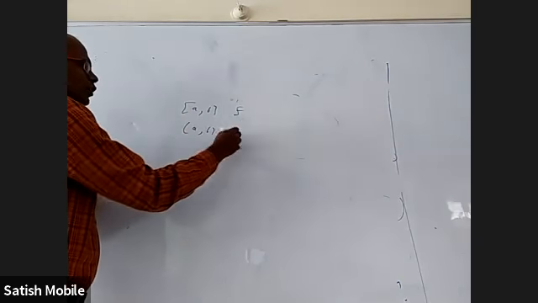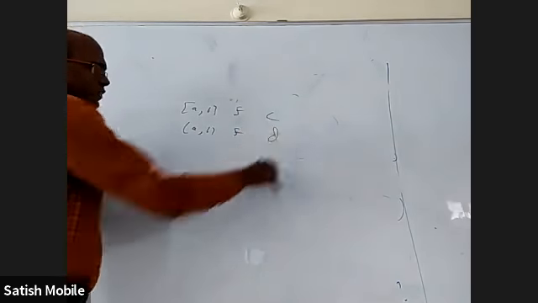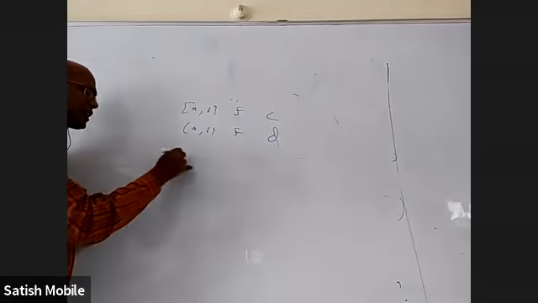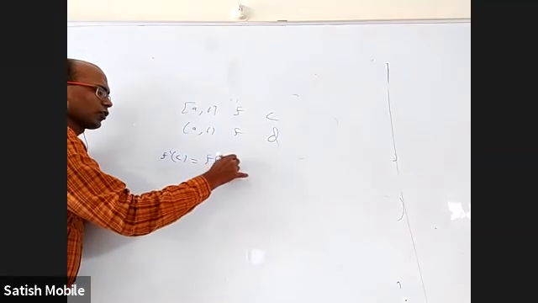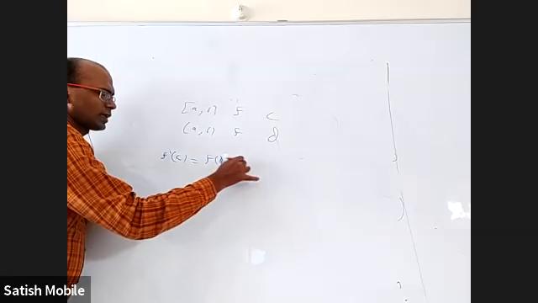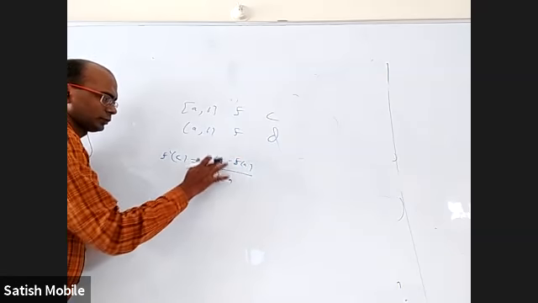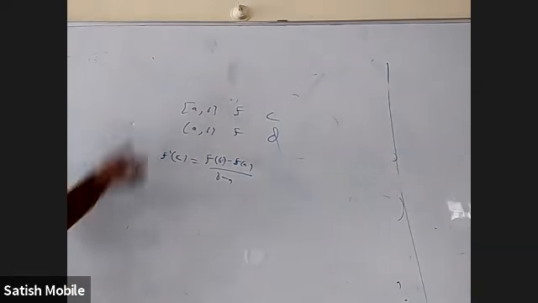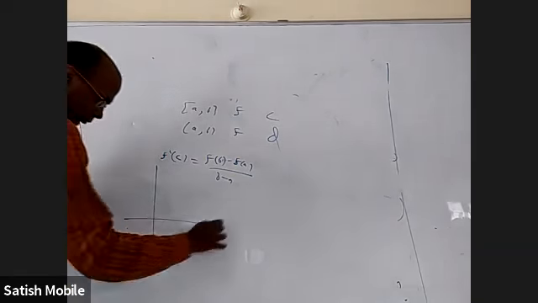In the open interval A to B, f should be differentiable. It is continuous on the closed interval and differentiable on the open interval. Then definitely there exists a C such that f dash C is equal to f of B minus f of A by B minus A. Actually, it can be properly proved by Rolle's theorem, but I will just give a geometrical interpretation.